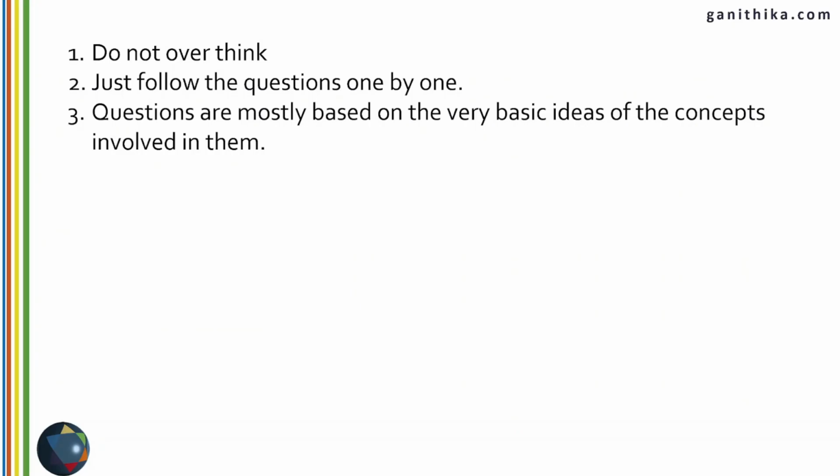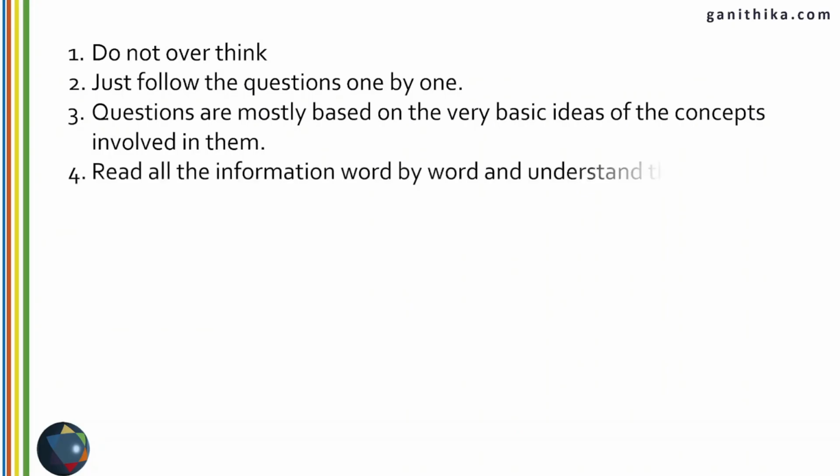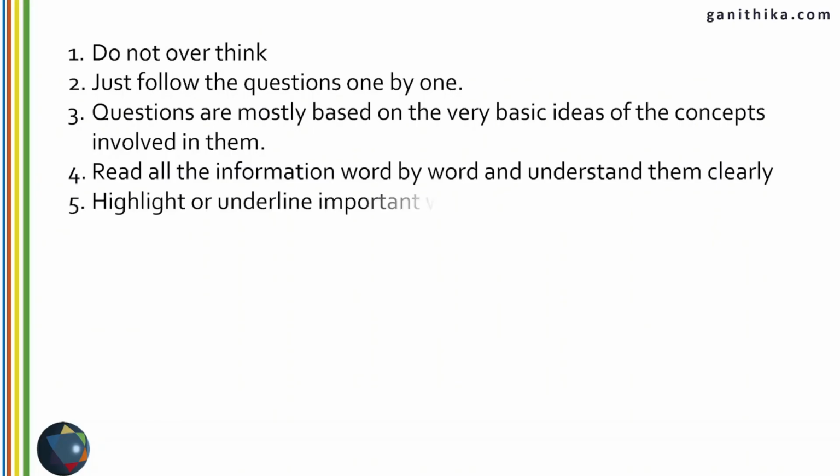You were just graphing the shape of the graph. You were not even finding the coordinates of axis intercepts or stationary points. You did not go beyond the basic concepts here. Within the basic concepts, you were able to prove a lot of things in this question. So read all the information word by word and understand them clearly. You can also highlight or underline important words as I did in this video.